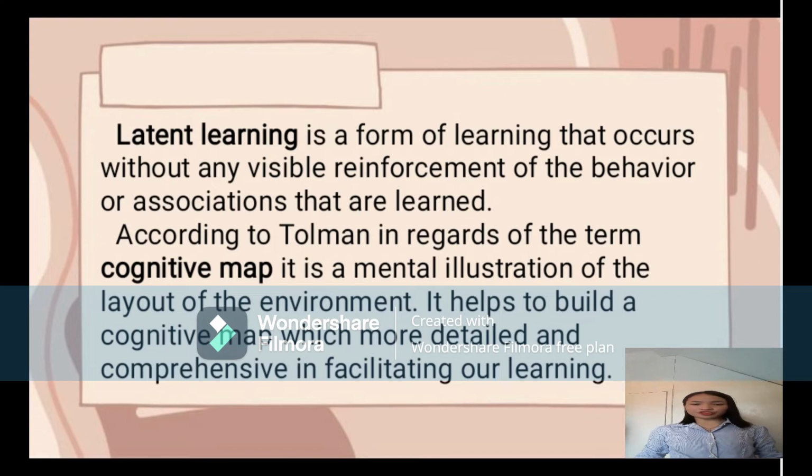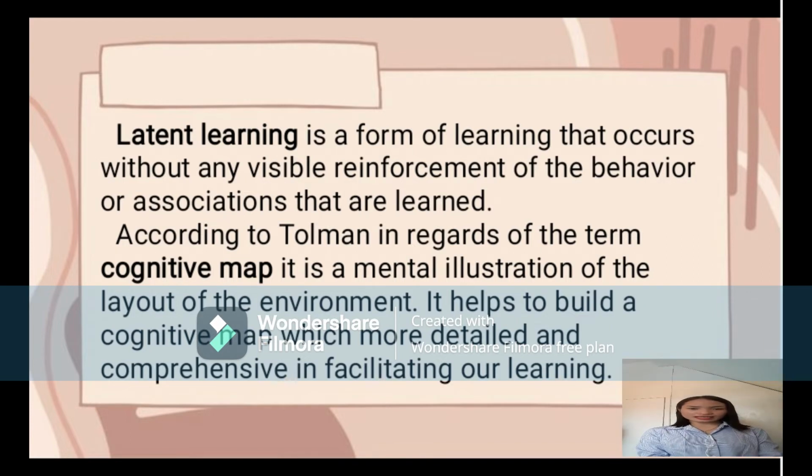Latent learning is a form of learning that occurs without any visible reinforcement of the behavior or associations that are learned. Latent learning is a kind of learning that remains or stays with the individual until needed. It is learning that is not outwardly manifested at once. According to Tolman, it can exist even without reinforcement. He demonstrated this in his rat experiments, wherein rats apparently learned the maze, forming cognitive maps of the maze, but manifested this knowledge of the maze only when they needed to.